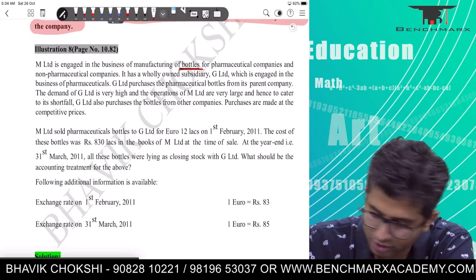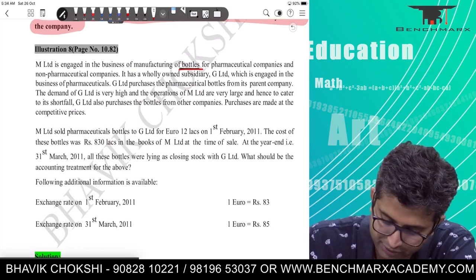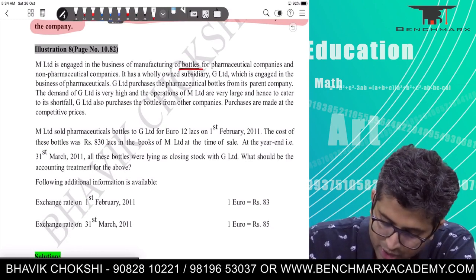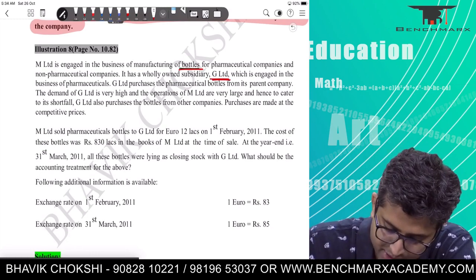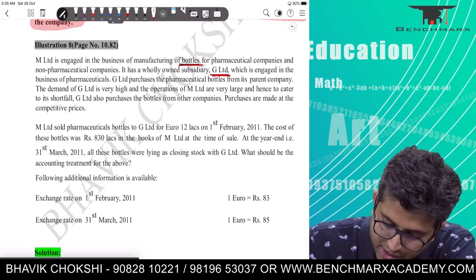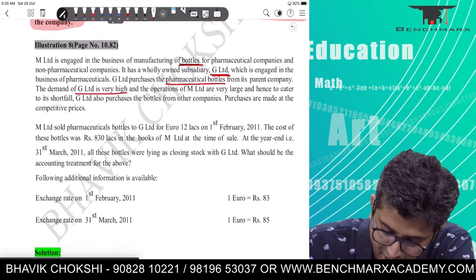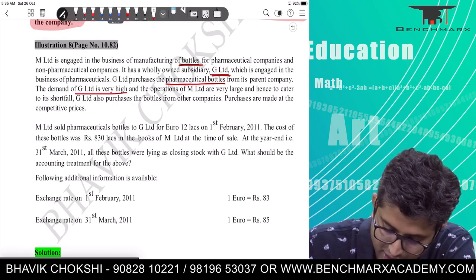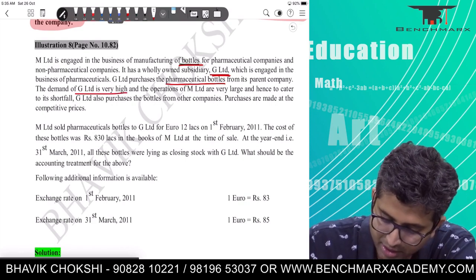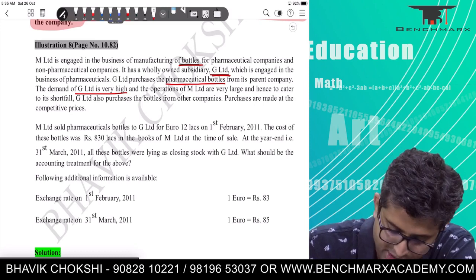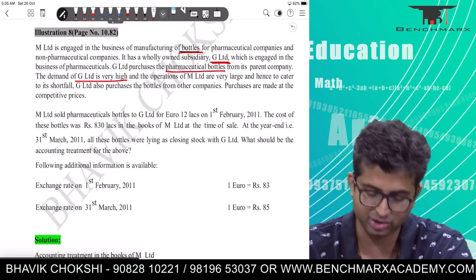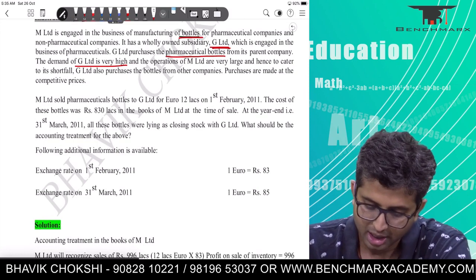M is engaged in the business of manufacturing bottles for pharmaceutical companies. It's a wholly owned subsidiary of G, which is also engaged in the business of pharma. G purchases the pharmaceutical bottles from its parent company. The demand for G is very high and the operations are very large, and hence to cater to its shortfall, G purchases bottles from other companies. Purchases are made at competitive prices. Just a general introductory paragraph.